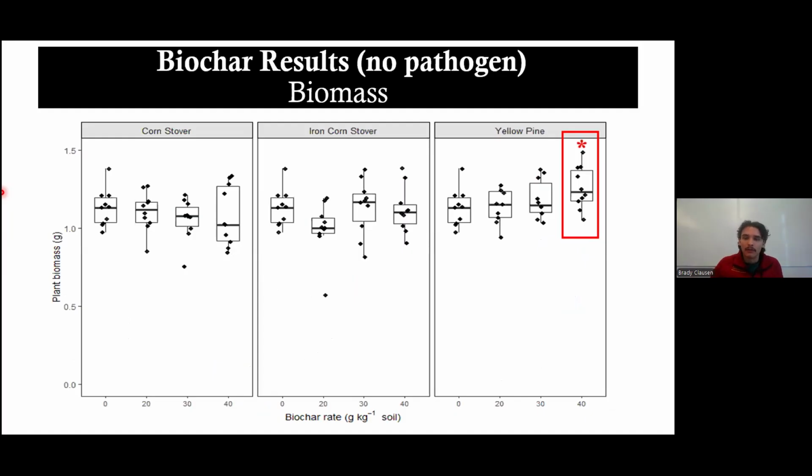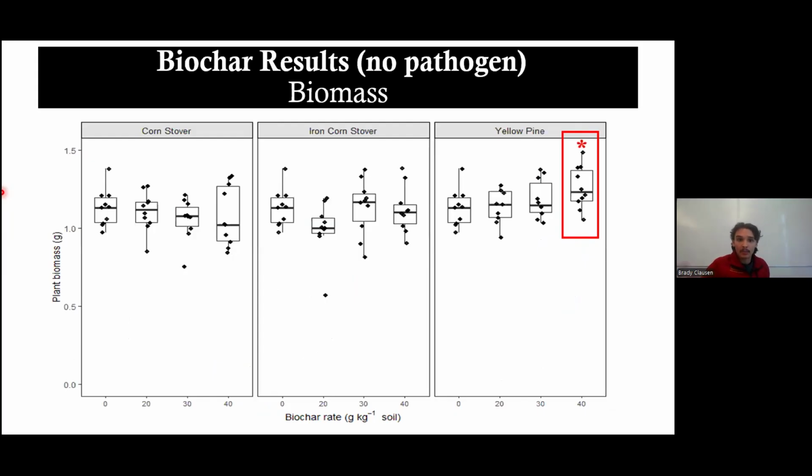So the next about 4 graphs are going to essentially all be the same, so you can interpret them the same. The only thing that's going to change is the y-axis. Currently on our x-axis, we have the increasing biochar rate, and you'll see that the 0 grams per kilogram is all the same in each feedstock because we had a shared control. And so you'll see that repeated over each feedstock.